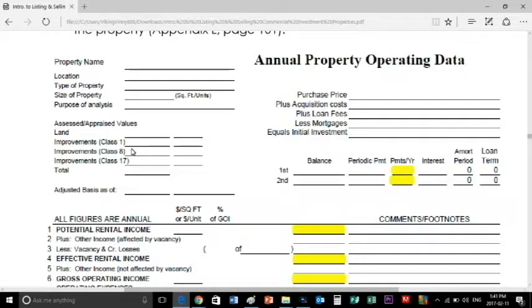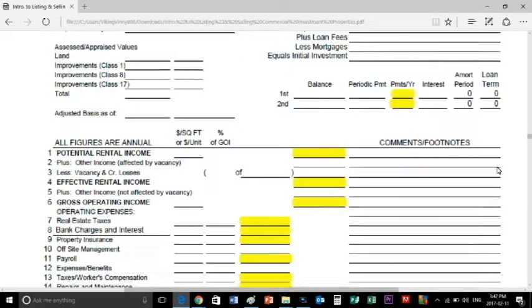Over here, improvements, Class 1, Class 8, and Class 17, all improvements, and then the total. And adjust this basis as of, and put that here. On the right-hand column, it says purchase price, plus acquisition costs, plus loan fees, less mortgages, and then equals the initial investment. So here we have a balance for first and second. All these have a first and second line, horizontal line. So we have the balance for first and second, the periodic payment, the payments per year, the interest, the amortization period, and the loan term.